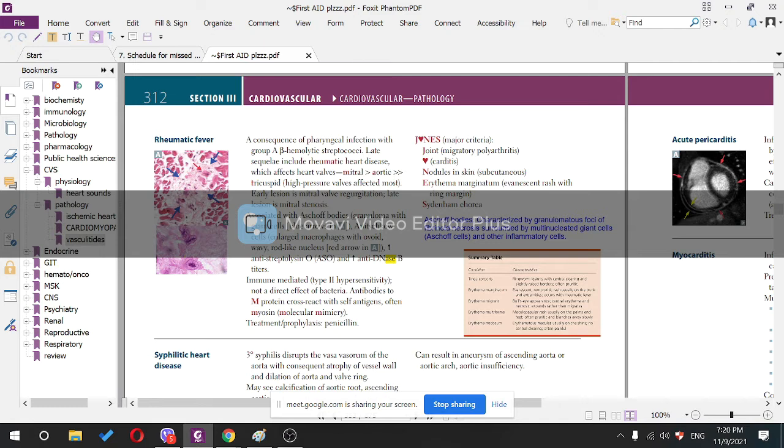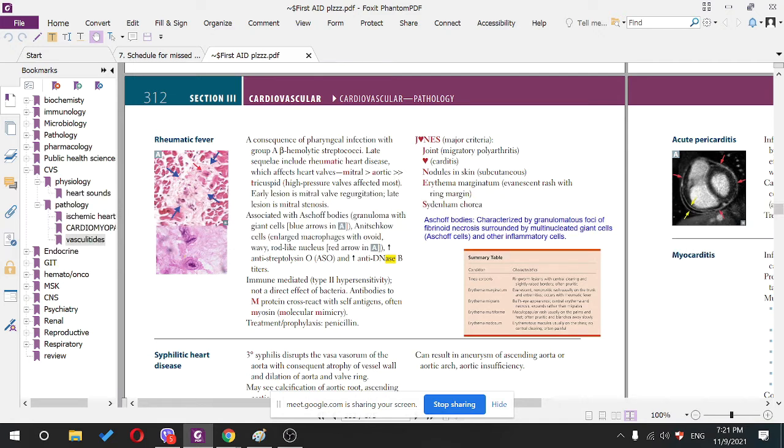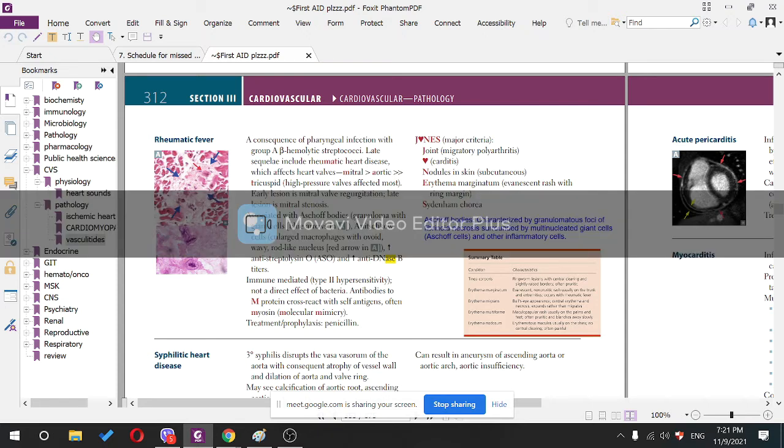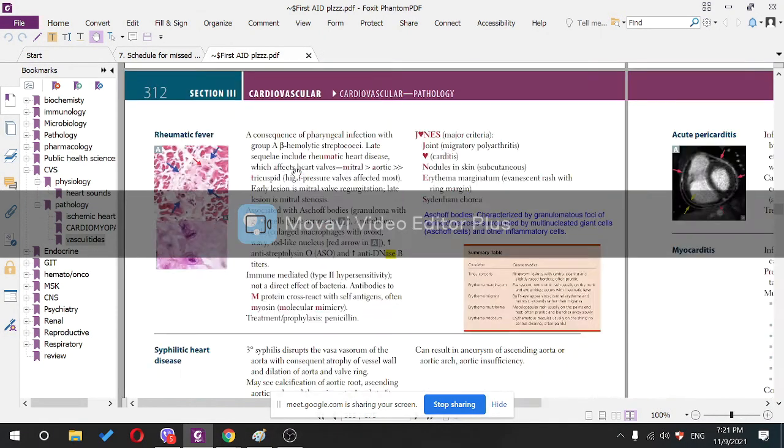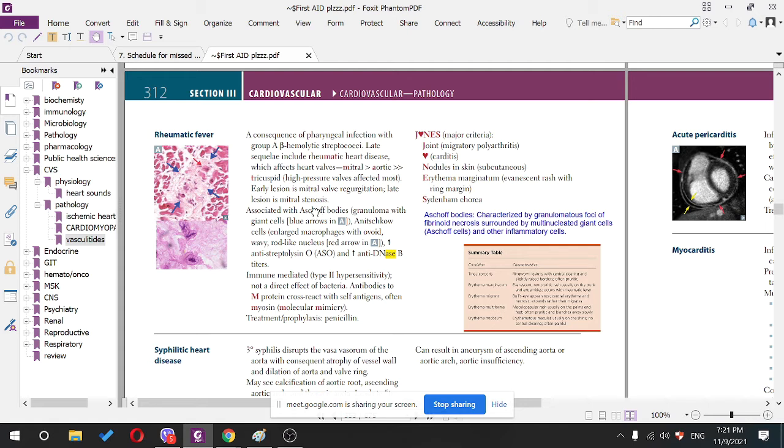Do not be tricked. If it affects the kidney, we say it's type 3. But if it affects only the heart and this stuff, and it's causing rheumatic fever, it's a type 2 hypersensitivity reaction. So it's associated with Aschoff spots. What are Aschoff spots? They are granuloma with giant cells. You can see them in the picture here. So the giant cell is just one cell that has many nuclei inside of it. I don't like this picture. I will show you another one.